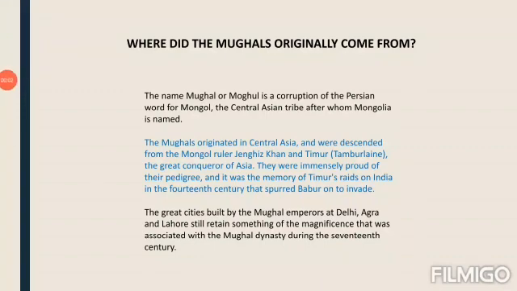Now, where did the Mughals originally come from? This will answer the first question of your summer task. Before starting this page, you need to know that Mughals ruled over India for more than 300 years, from 16th century to mid 18th century, which is from 1526 to 1858.